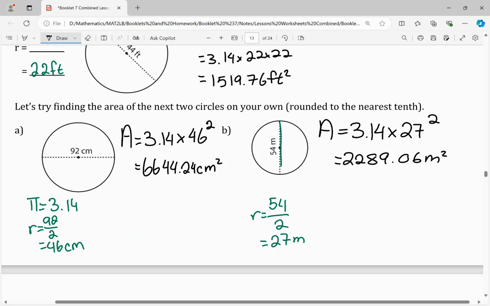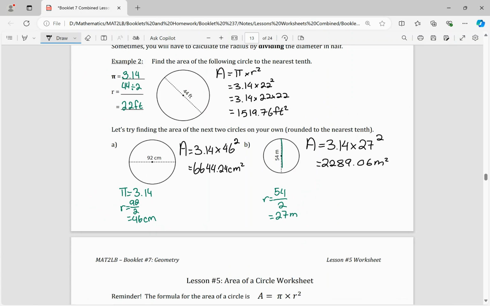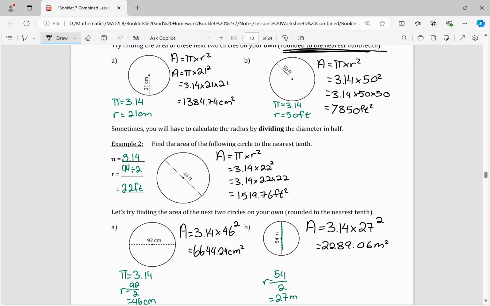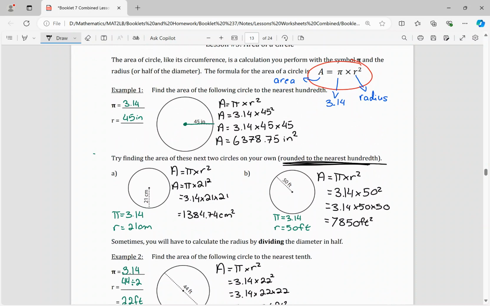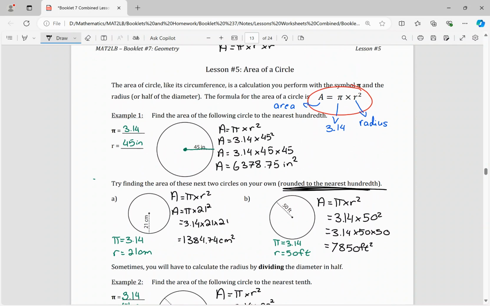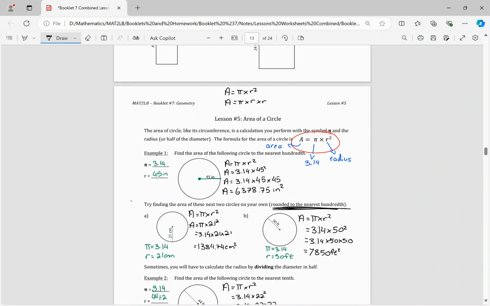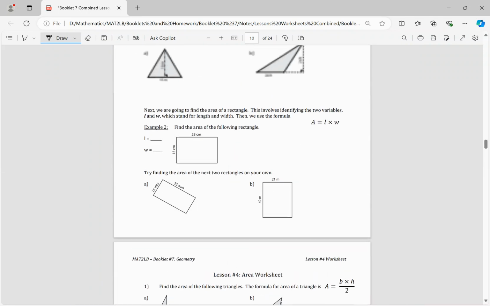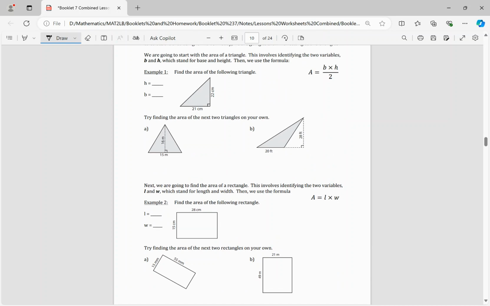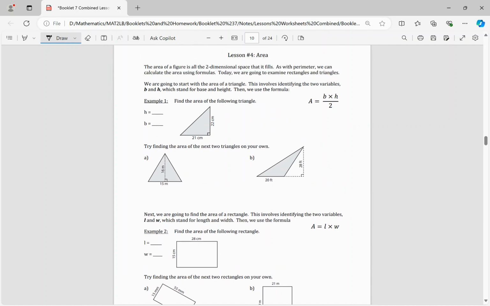So at this point in the unit, there are a number of equations, and although you don't need to memorize them, it doesn't hurt. But at the very least, you need to know where you can find them in your notes. So you have the equation for the area of a circle in lesson 5. And from before, if you need the equation for the area of a rectangle or the area of a triangle, remember that you can find that in lesson 4.